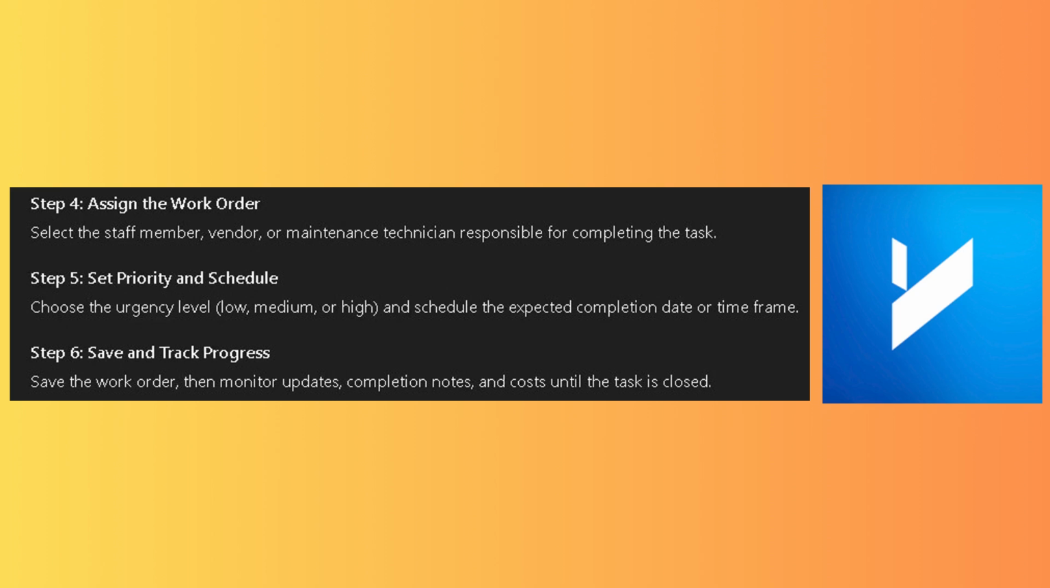Set priorities and schedules. You can choose urgency levels as well, such as setting it for high, low or medium, and schedule an expected completion date or time frame. Save and track your progress. Save the work order, then monitor updates, completion notes and cost until the task is complete.